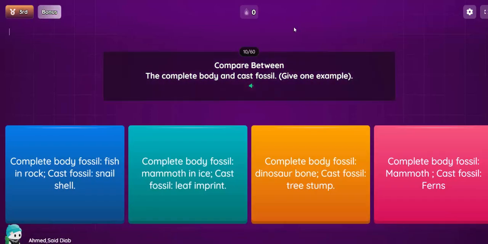Question. Compare between the complete body and cast fossil. Give one example. Option 1, complete body fossil, fish in rock; cast fossil, snail shell. Option 2, complete body fossil, mammoth in ice; cast fossil, leaf imprint. Option 3, complete body fossil, dinosaur bone; cast fossil, tree stump. Option 4, complete body fossil, mammoth; cast fossil, ferns.